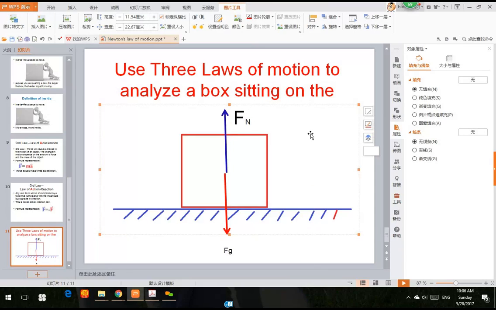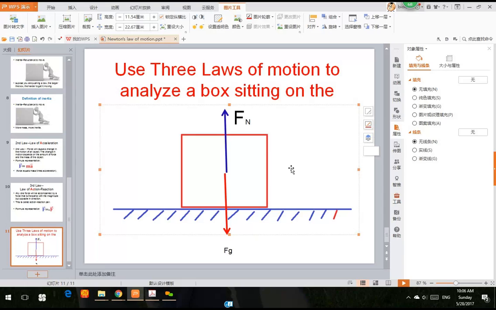So will the normal force oppose and get the gravity balanced? Yes. So now what? Now F net is 0. So which law could be applied here? Yes, that's the first law of motion, the law of inertia.